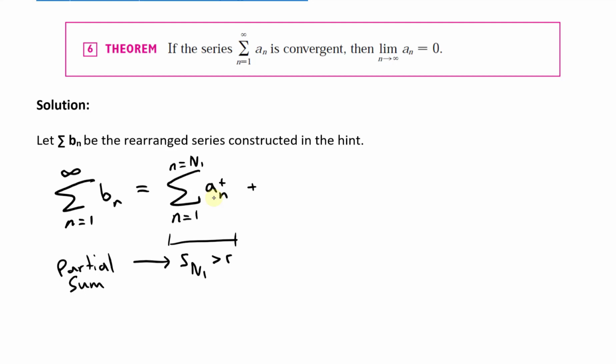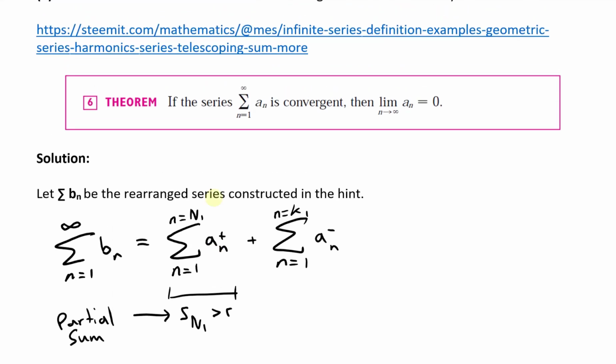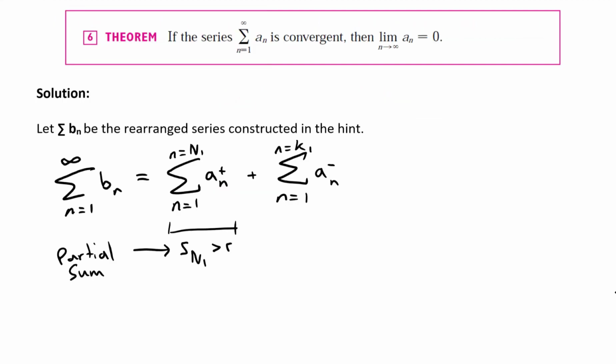And then we're going to add all the negative terms, so this is going to be from n1 up to n equals, I'm going to call this k1. Because remember, if a term is positive, it will count as 0, and if it's negative, it will count as a real number, not 0. So this is all the way up to k1, because it could be less than N1, greater than N1, and so on. Because we're just taking whatever it takes.